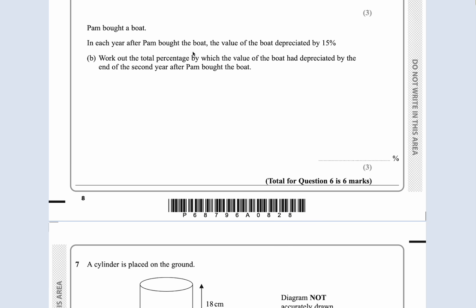Okay, Pam bought a boat. In each year after she bought the boat, the value of the boat depreciated by 15%. That means it went down in value. Work out the total percentage by which the value of the boat had depreciated by the end of the second year after she had bought the boat.